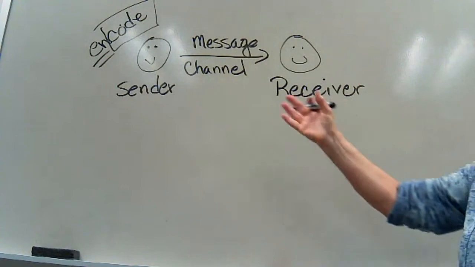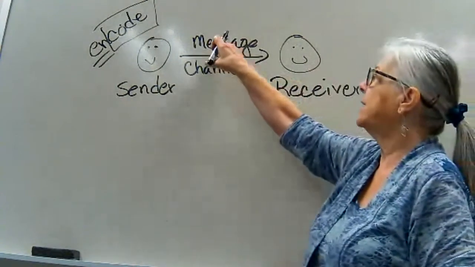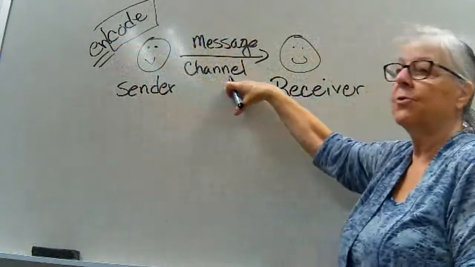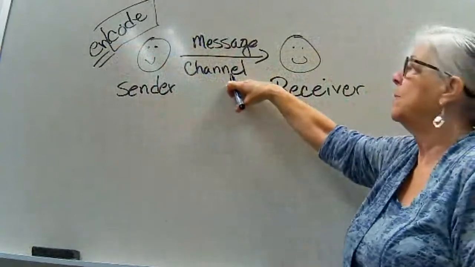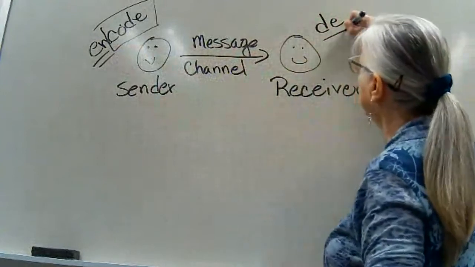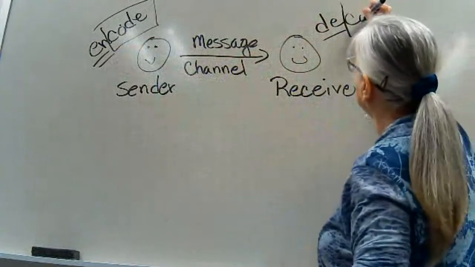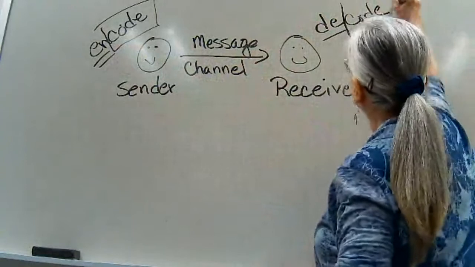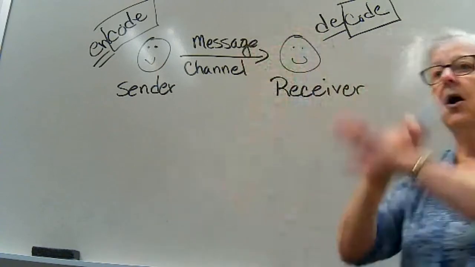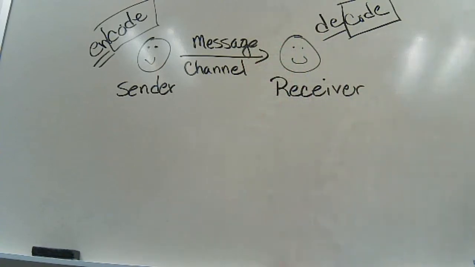Then the receiver is going to take that code that came through whatever channel was determined to be the best, and is then going to decode the message. And this is where all hell breaks loose.